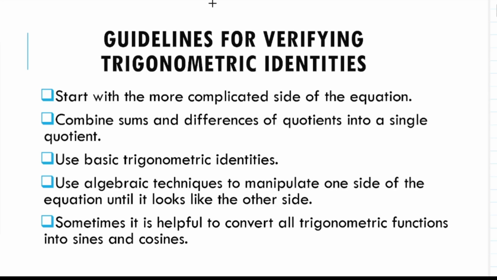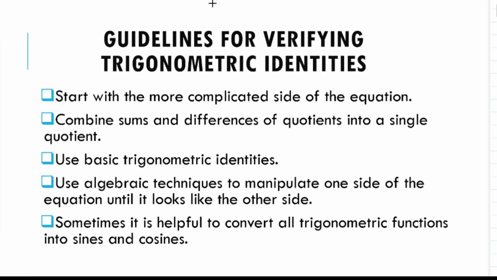Then you use basic trigonometric identities. So use the substitution of the basic ones, like tan theta is sin theta over cos theta, cosec theta is 1 over sin theta, sec theta is 1 over cos theta, and cot theta is cos theta over sin theta. So all those basic substitutions. So use algebraic techniques to manipulate one side of the equation until it looks like the other side. So if you are starting from the left hand side, you walk towards what you have on the right side. You always walk toward what you have on the other side of the identity.